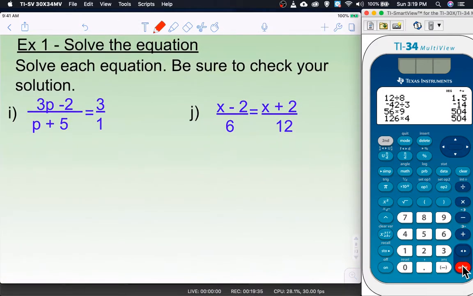All right. In our quest to get bigger, uglier, harder, try these next two problems. Letters I and J. Pause the video, try them on your own. When you're ready to continue, hit play, and we will go through them together.